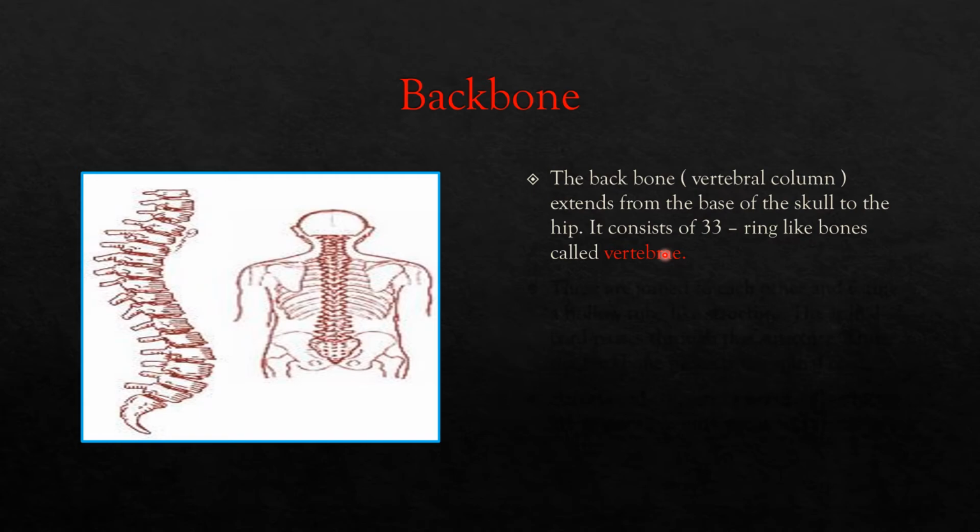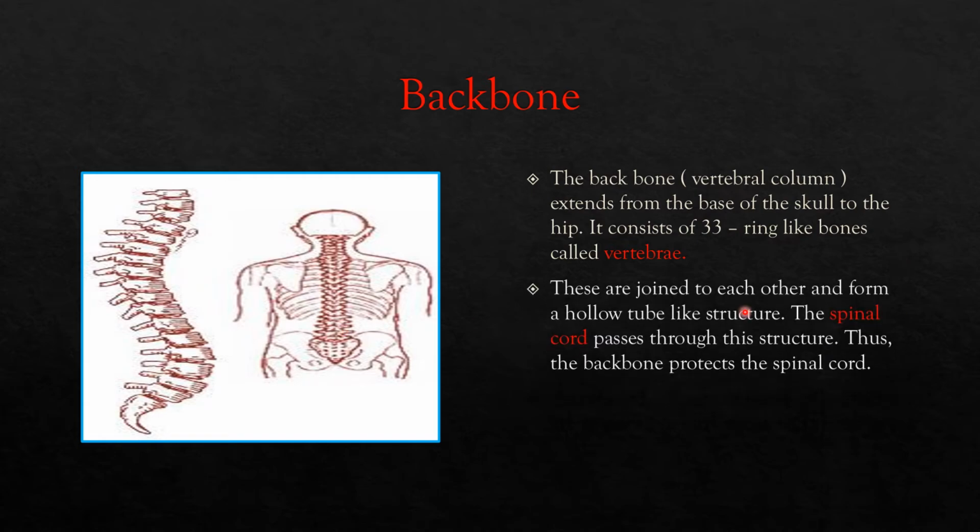The backbone, or vertebral column, extends from the base of the skull over here to the hip, right till the end. It consists of 33 ring-like bones called vertebrae. These are joined to each other and form a hollow tube-like structure.